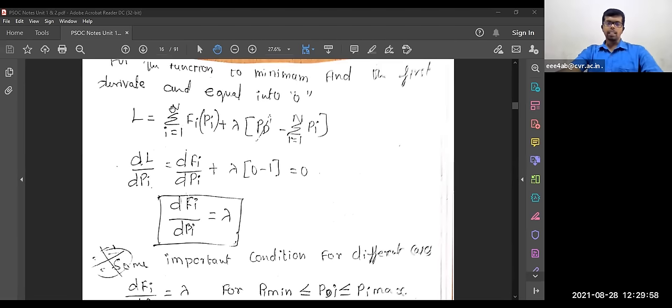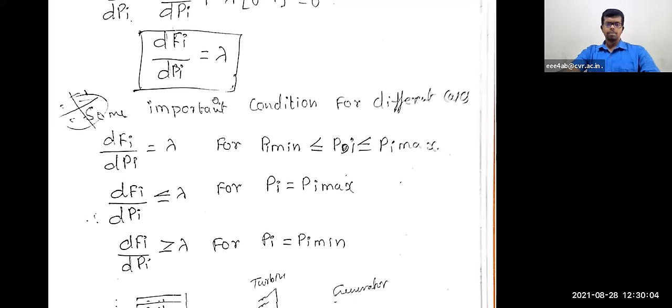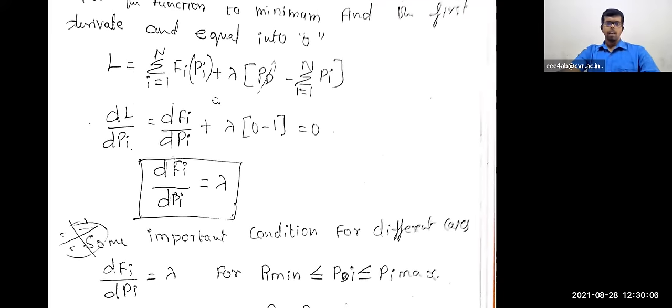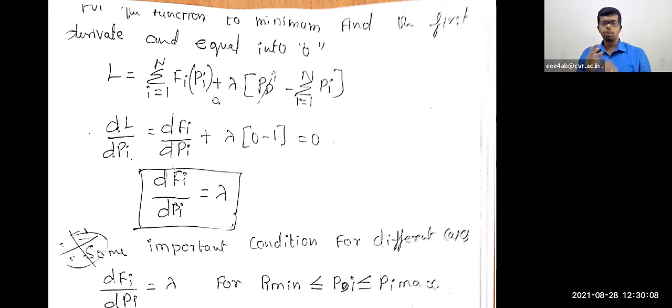We are differentiating. So for the function to be minimum, what we are doing is minimizing the total fuel cost. All we are dealing with is minimizing. Say for example, I need to find out the maximum cost.